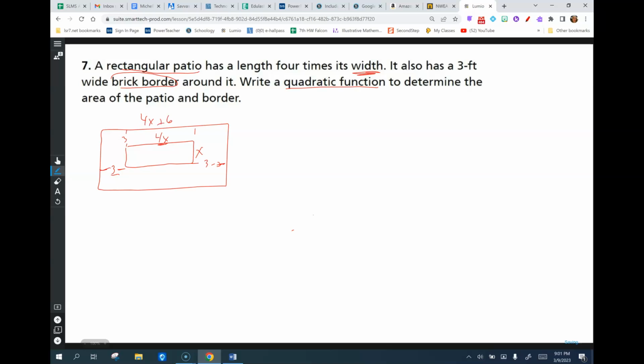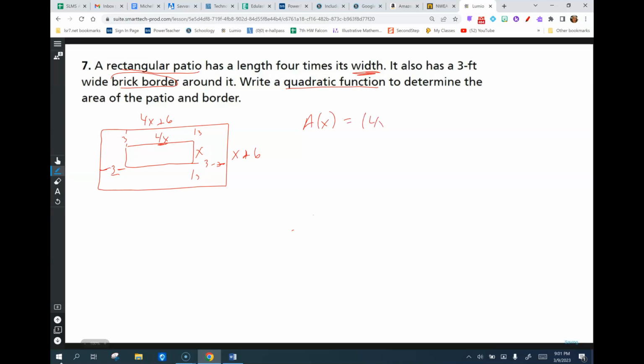And then my width also has a distance of 3 here and a distance of 3 here. So this is x plus 3, which is x plus 6. And now to find the quadratic function of the area, you can use f of x, you can use lots of things. I'm just saying A for area.